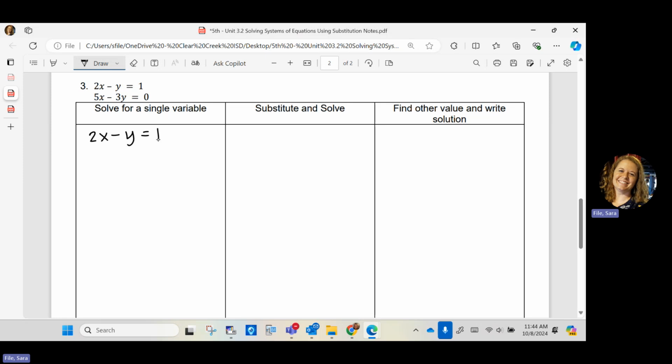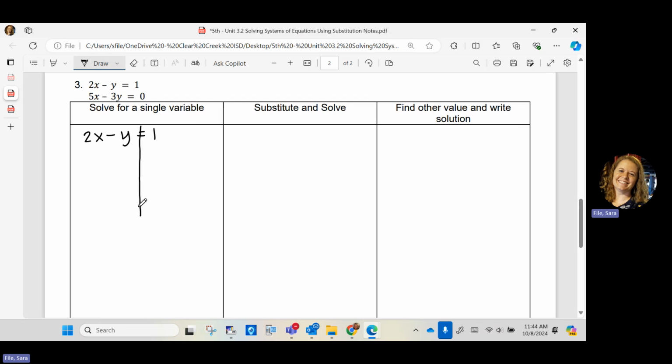Now there's two ways you could do this. You could subtract the 2x over, and then you would have to divide the negative over. Or you could add the y over and subtract the 1 over, to switch the sides that they're on. And I actually think that one is a little easier. You don't have to worry about dividing by anything. So I'm going to add the y to the other side so it's positive, and then I'm going to subtract the 1 to the other side. So then y is all by itself, and this is 2x minus 1.